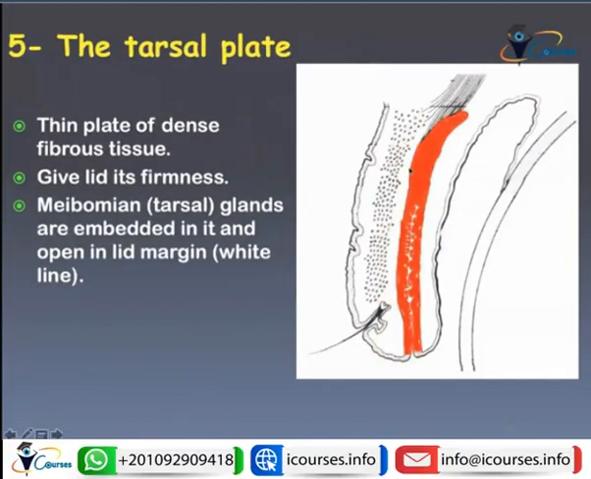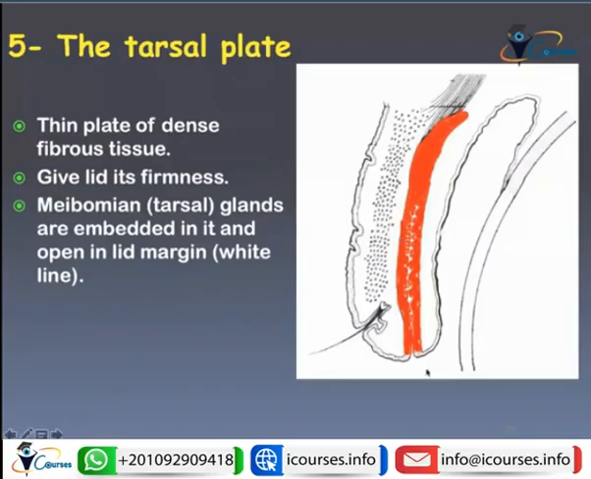Then after the submuscular space, we have the tarsus. The tarsus is a thin, dense plate of fibrous tissue that makes the skeletal framework of the eyelid. This structure is what gives the lid its consistency. Without the tarsus, the lid would be rubbery and soft, just a piece of skin and muscle that has no consistency.